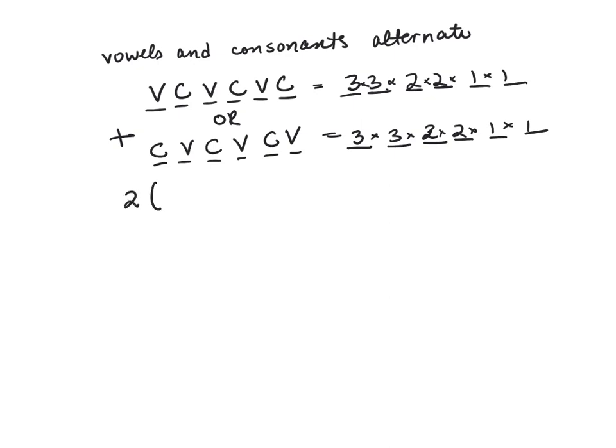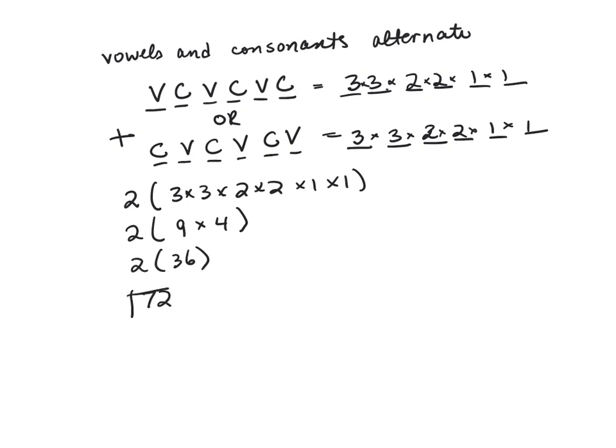times 3 times 3 times 2 times 2 times 1 times 1. And that would give you 2 times 9 times 4. So that gives you 2 times 36. And the answer is 72 ways. And that would take care of our permutations with restrictions and no repetition.